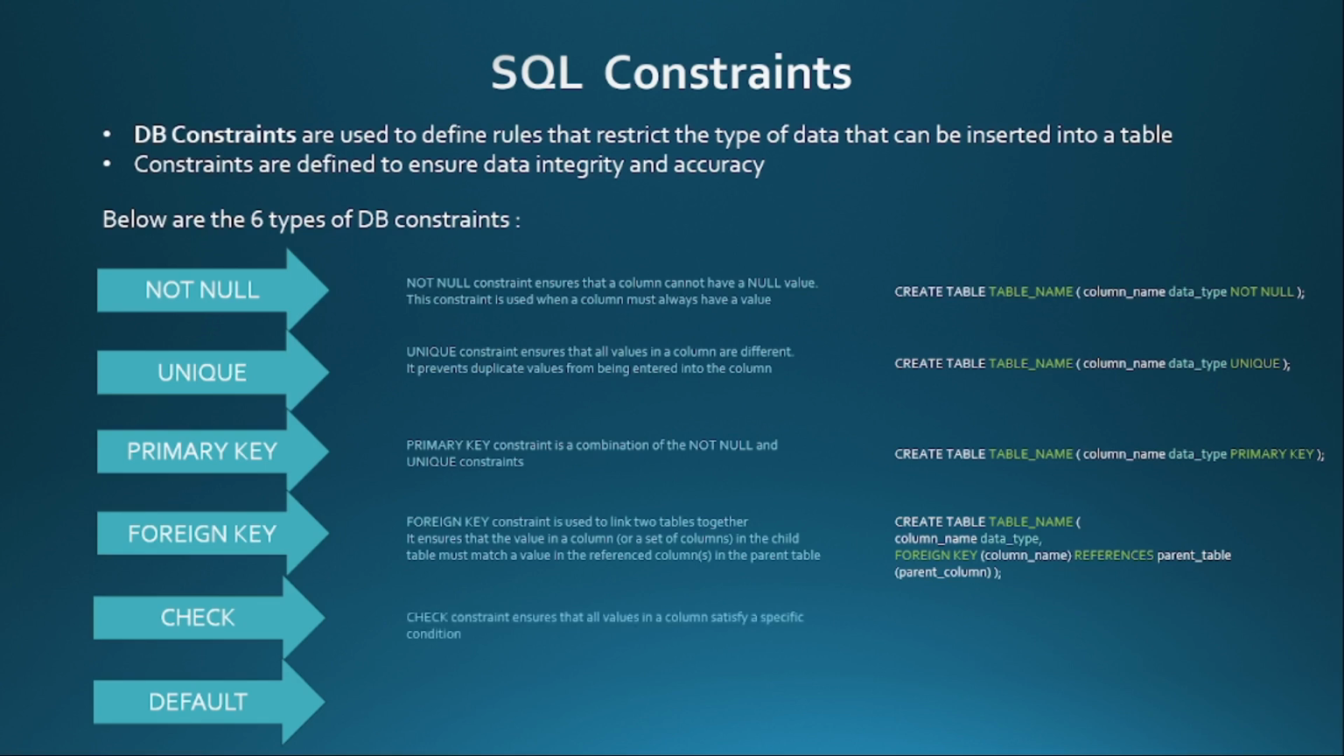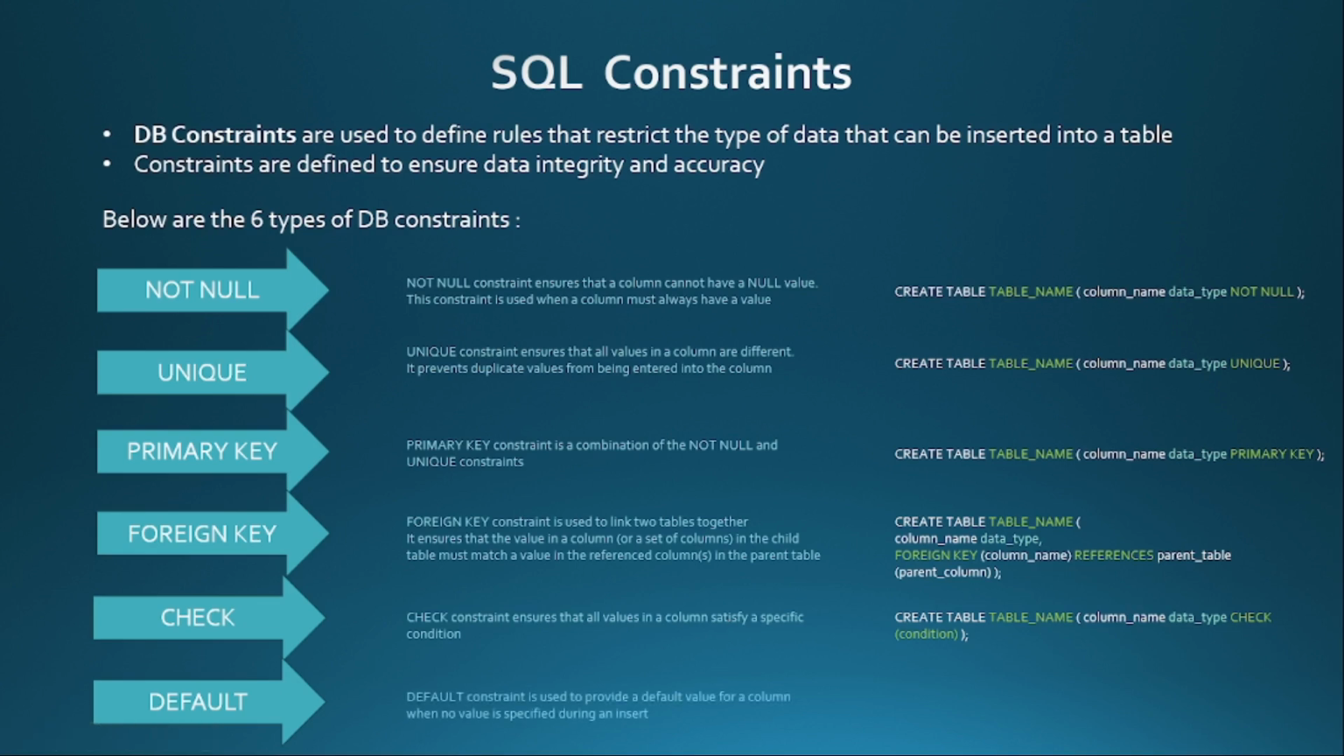Check constraint. Check constraint ensures that all the values in a column satisfy a specific condition. For example, we have create table name, column, data type, check, and we are going to mention the condition. For example, if we have a column age and the age should always be greater than 18, in that case we can provide greater than 18 as the age condition, so that if you try to enter values of age less than 18, then it will throw a constraint error. We will see that practically.